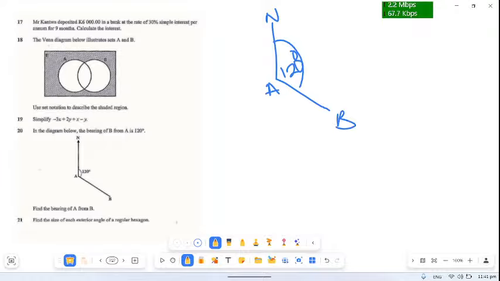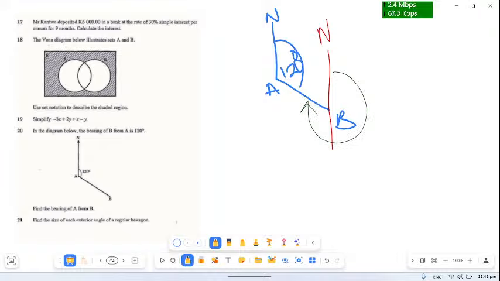So the question is, find the bearing of A from B. Okay, so what we're going to do is write here a north line like this and call it a north line. Then the question is, find the bearing of A from B. So what I can do is draw the bearing that we need to find. This is the bearing we need to find.